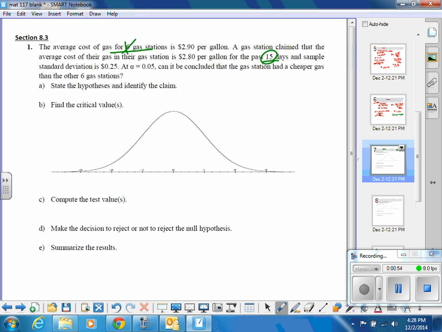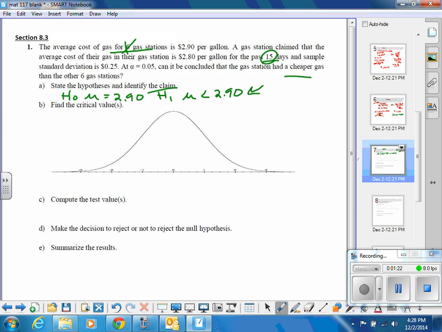So the first thing we need to do is that this gas station is saying that they have cheaper gas, okay? Cheaper gas means we are looking at a left tail test, all right, because we're saying less than. So our hypothesis is H naught: mu is equal to 2.90, and H1: mu is less than 2.90. Now it's asking which one is the claim. This one, because we're claiming that, okay?